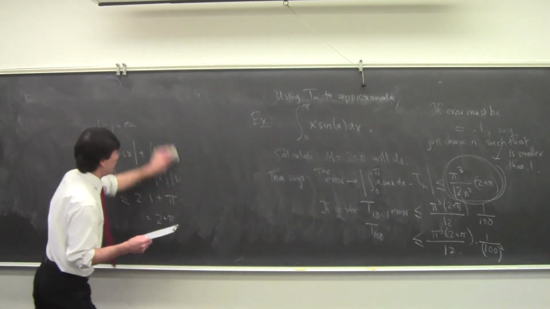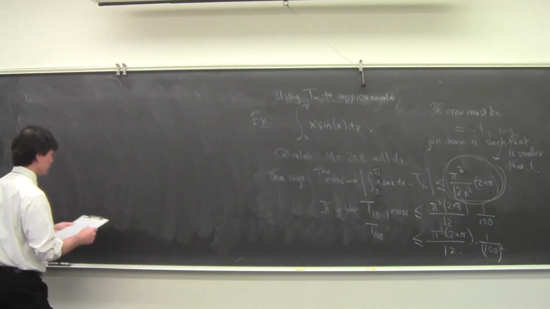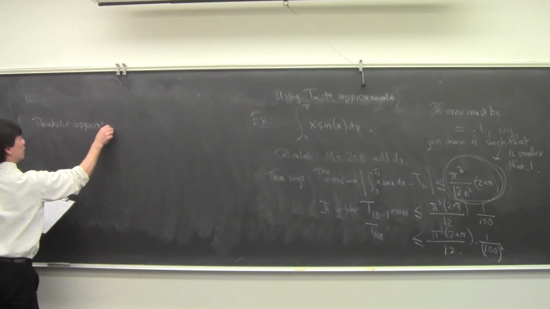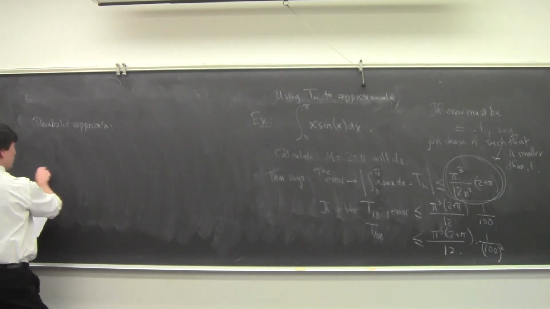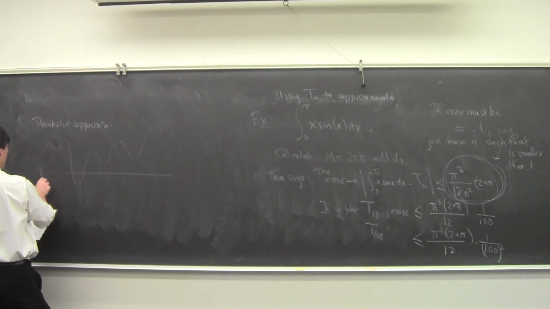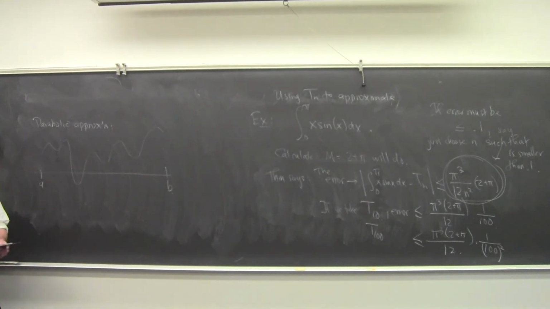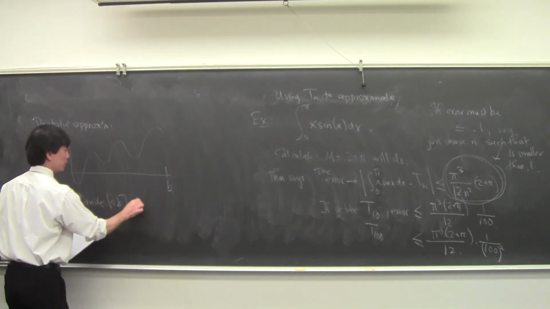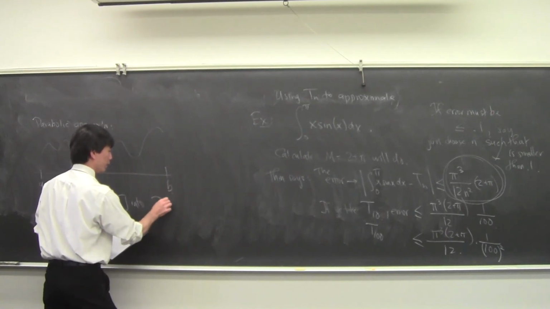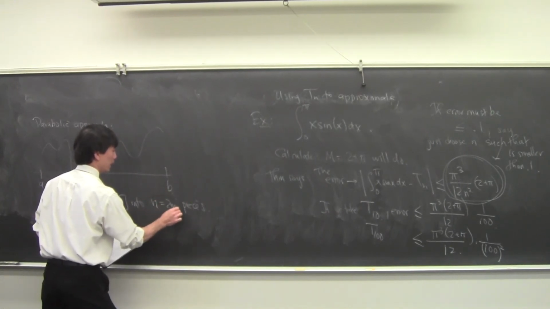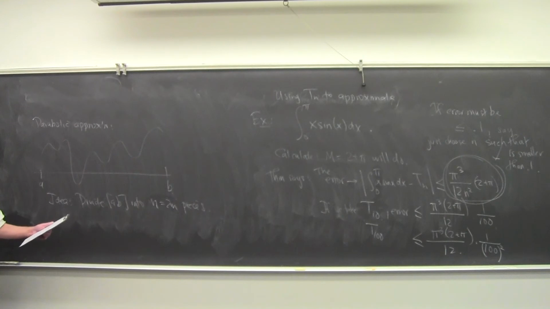Let me go on to the second method. There's another method called the parabolic approximation. Similar idea: you have some function, you want to take its definite integral, but you don't have the antiderivative. The idea is to divide AB into an even number of pieces, into n pieces, but n has to be an even number this time.